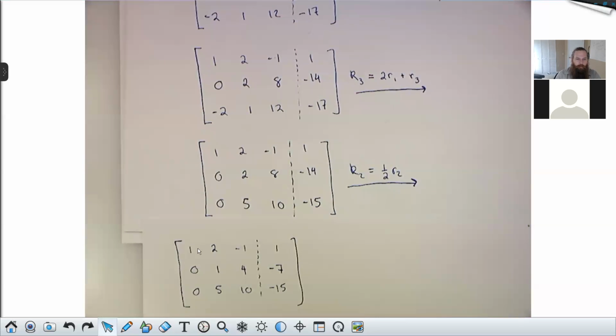I have a 1 in my first pivot, zeros below. I have a 1 in my second pivot. I need to make this a 0. I'm going to move this paper up because it's kind of dangling off my camera. So I'll give you a second here to copy in case you're still writing anything. Moving up now.